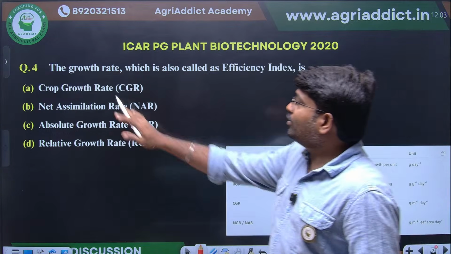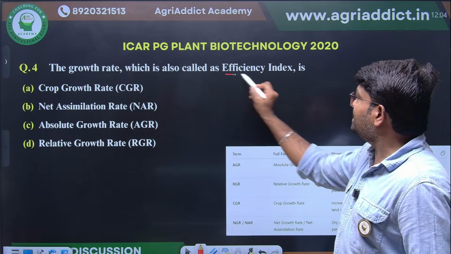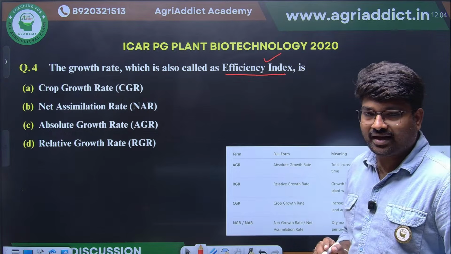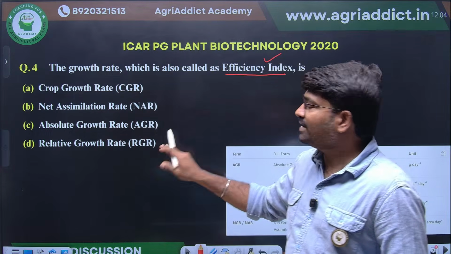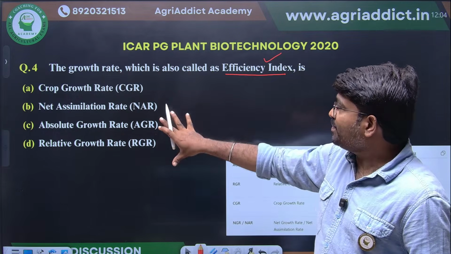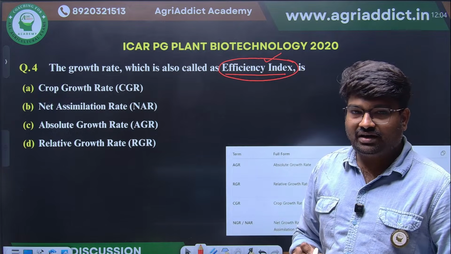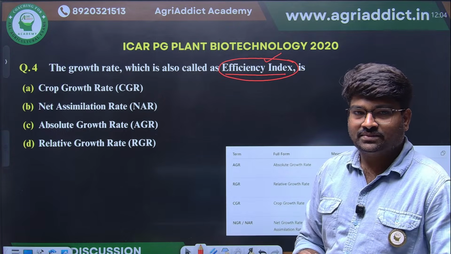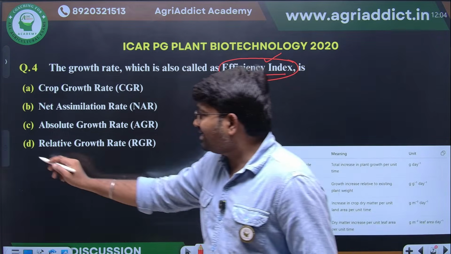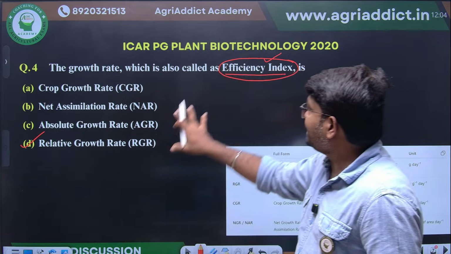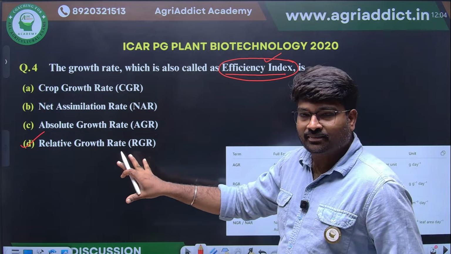Next, the growth rate which is also called the efficiency index. Okay, they have given different growth parameters, CGR, NAR, AGR and RGR. Among these parameters, which we will call the efficiency index, whether RGR or AGR, yes, very good. We can call relative growth rate the efficiency index.